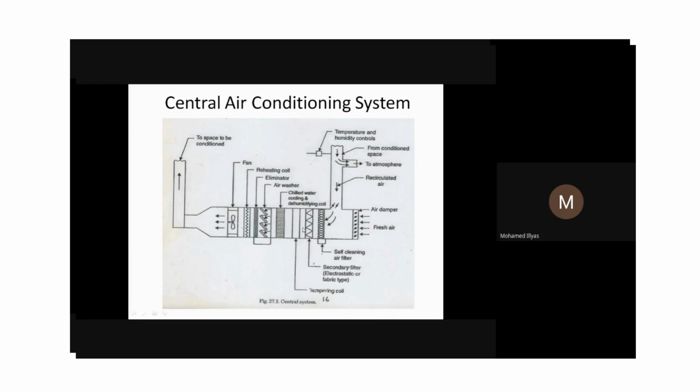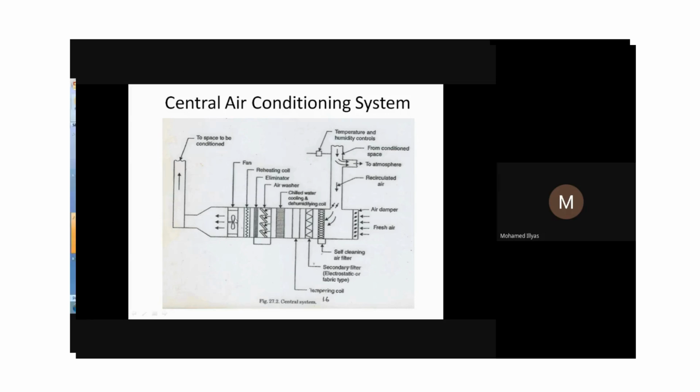Those coils will be enabled. So correspondingly, with respect to the summer and winter air conditioning system, the respective equipment will be enabled. The rest of the equipment will be disabled here. So in this way, you can use it for both summer and winter air conditioning system. That's why it is a year-round central air conditioning system.